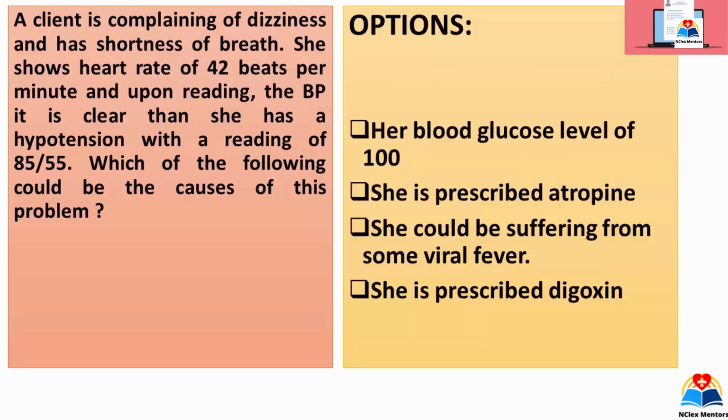A client is complaining of dizziness and has shortness of breath. She shows a heart rate of 42 beats per minute, and upon observation of the BP, it is clear that she has hypotension with a reading of 85 over 55. Which of the following could be the causes of this problem? Her blood glucose level is 100. She is prescribed atropine. She could be suffering from some viral fever. She is prescribed digoxin. I will give you some time to look for the answer to this problem too.